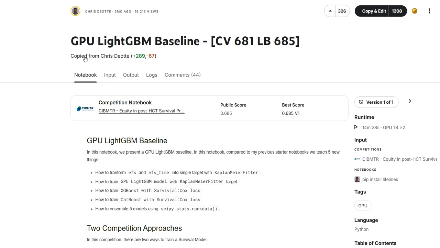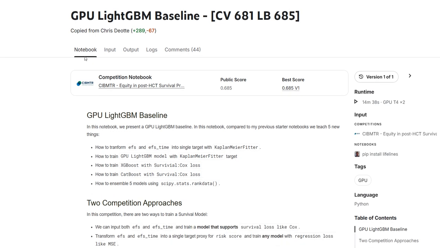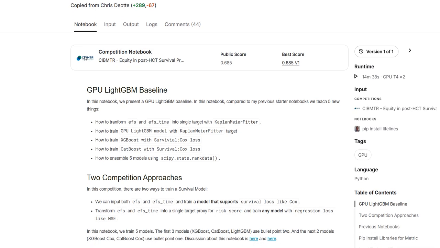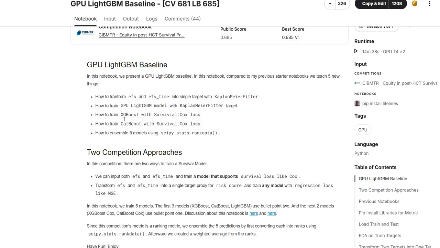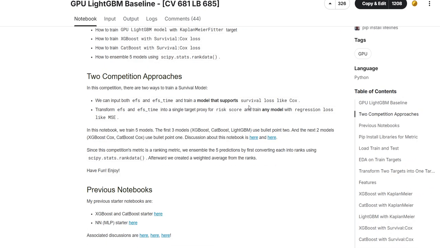The notebook's introduction lays out the groundwork. It highlights some really cool things, including transforming the target variable using something called Kaplan-Meier fitter, and training several models like GPU LightGBM, XGBoost, and CatBoost with survival-specific loss functions. It even shows how to ensemble them, which is like combining the strengths of multiple models to get an even better prediction.